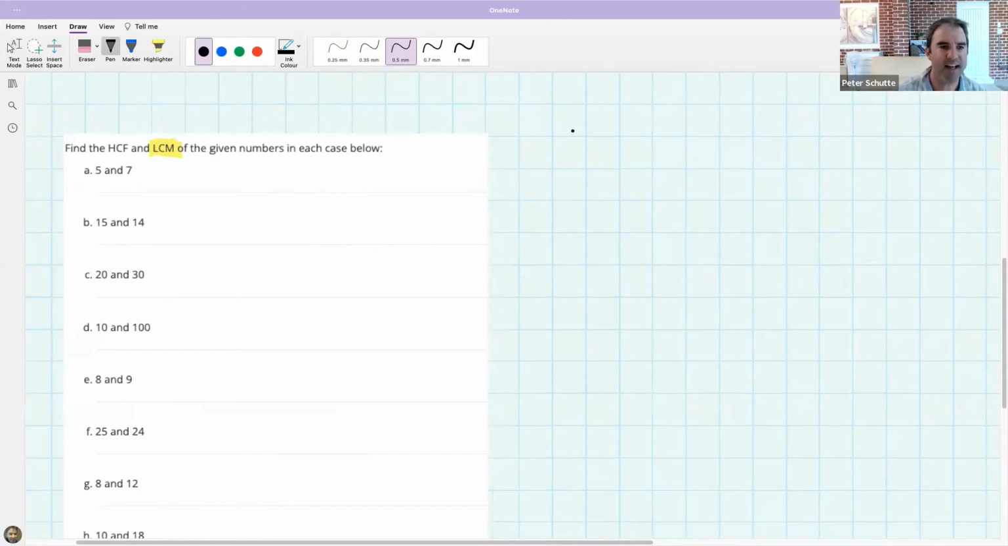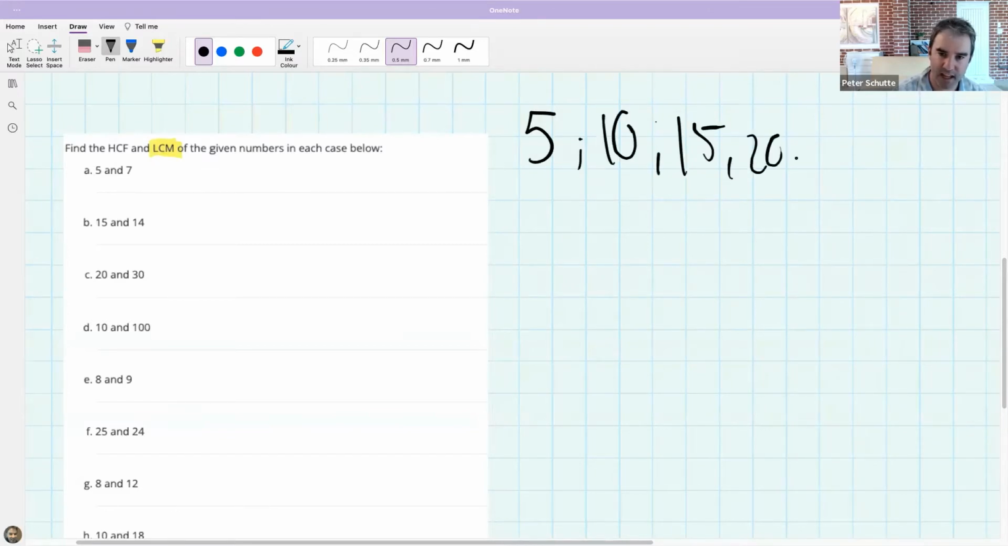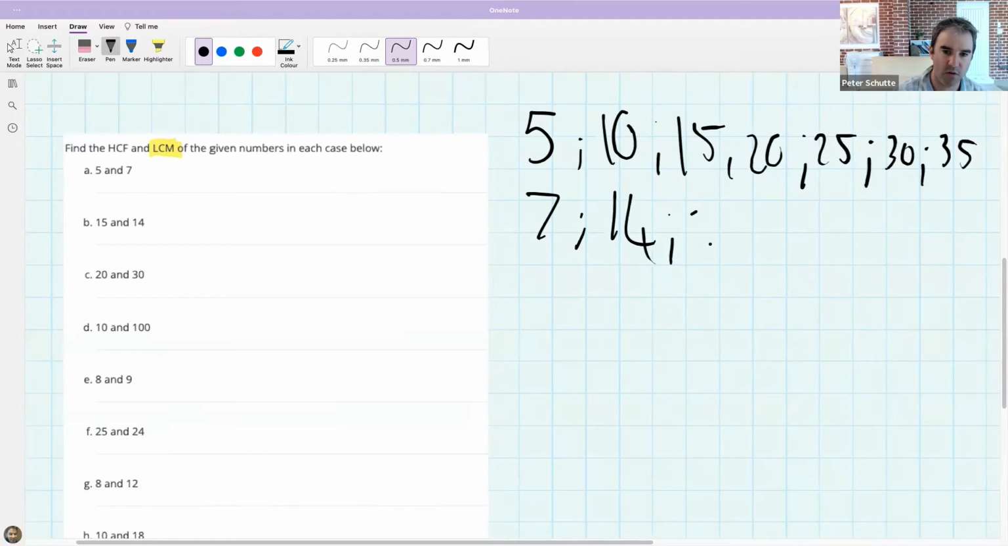Whenever we find the highest common factor or the lowest common multiple, there's always a short way and a long way. The long way to find the lowest common multiple of 5 and 7 would be to literally write out all the multiples and see what happens. So the multiples of 5 would be these, the first 7 multiples of 5. The multiples of 7 would be that.